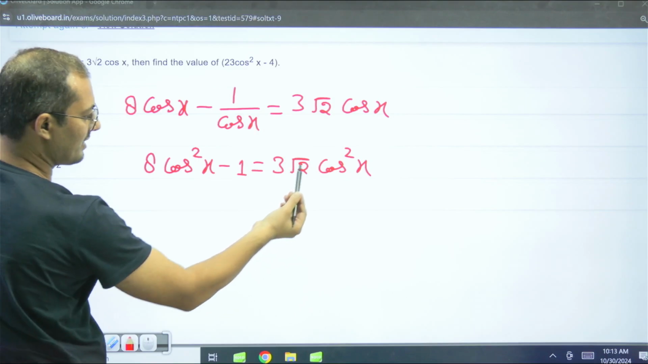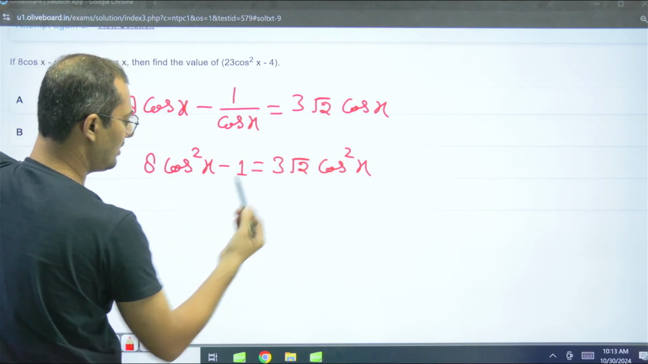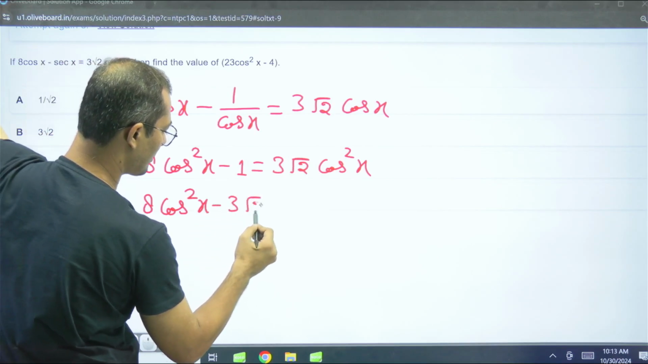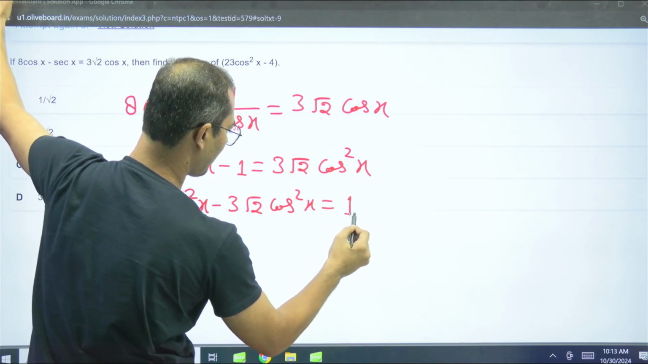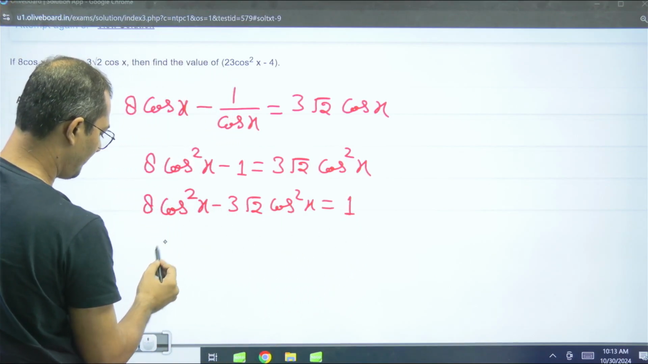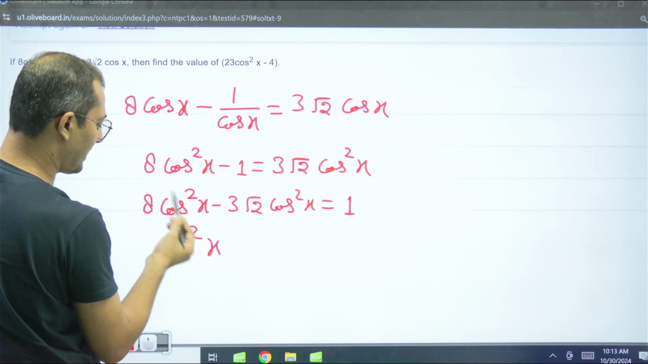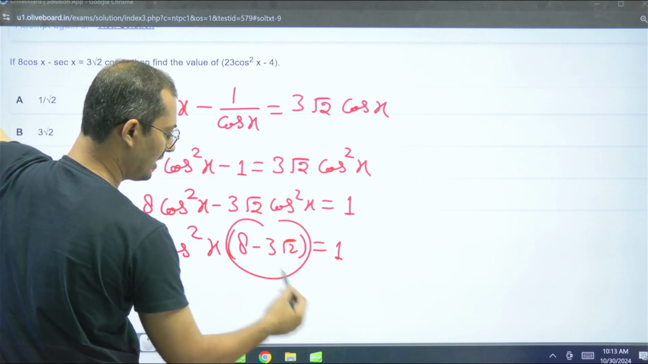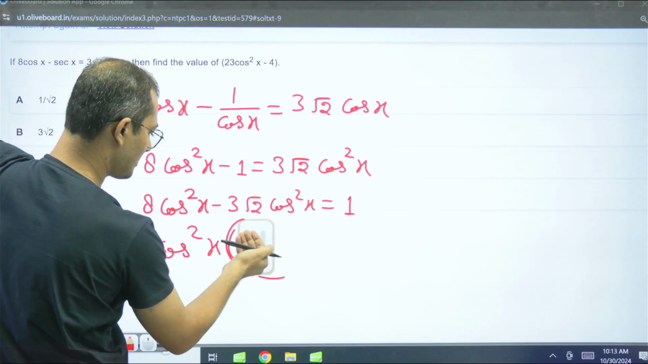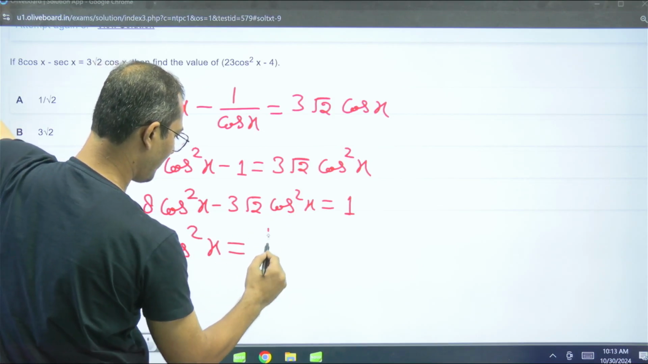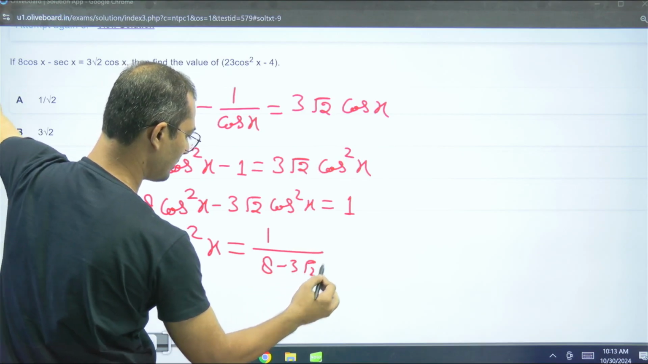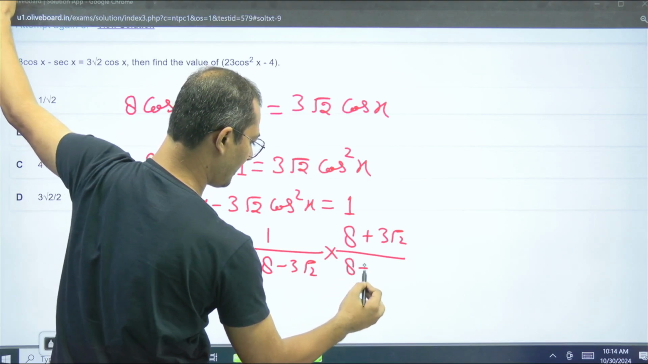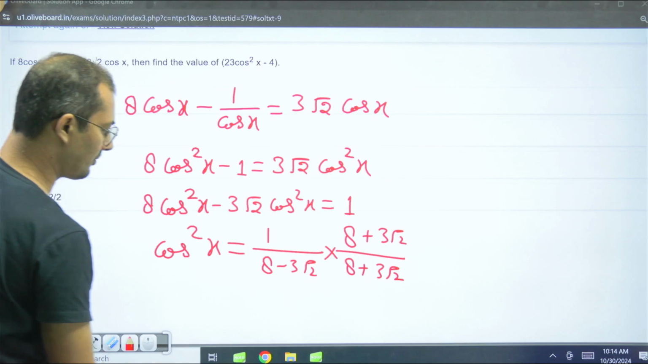Is this clear? So taking the right hand side to the left side and taking 1 to the right hand side, we can say that 8 cos square x minus 3 root 2 cos square x is equal to 1, right? Taking cos square x common, we will get in bracket 8 minus 3 root 2 is equal to 1, right? And transferring this portion to the right side, we can say that cos square x is equal to 1 upon 8 minus 3 root 2. Just rationalizing it, multiplying by 8 plus 3 root 2 in the numerator and denominator. So we will get how much?